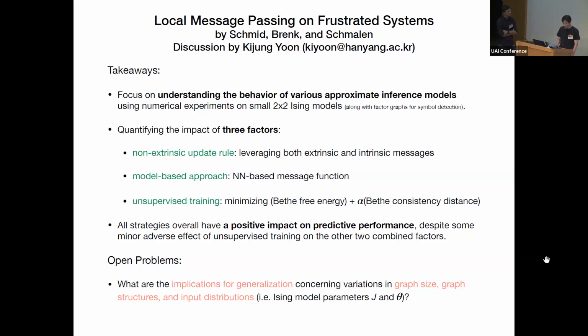Lastly, I'm curious about how the models deal with different input distributions. When I say input distribution, that means Ising model parameters like coupling strength J and feed-forward local evidence theta. So it'll be cool to see how the models handle different ranges of these input values. By tackling these open problems, we can really understand the ins and outs of the proposed approximate inference models and how well they can be generalized to real world applications. So that's all about my discussion, and thank you for your time.